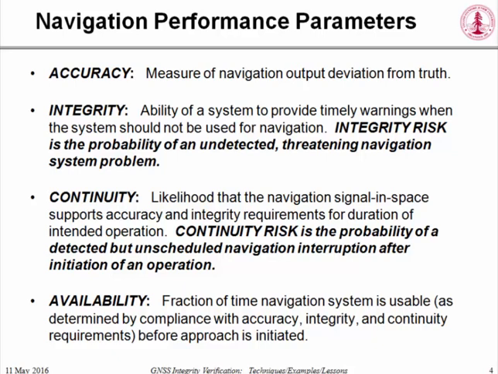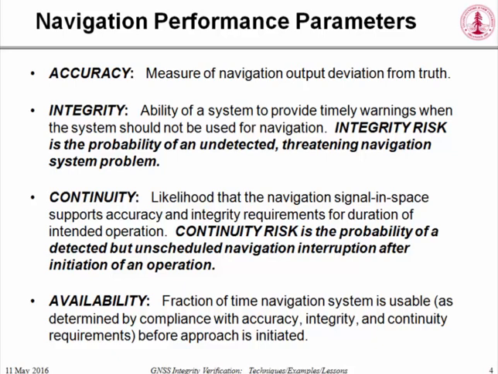First is accuracy, and that's a standard definition. We simply measure the output of the navigation sensor from truth, if we can measure truth. And we typically represent that by 1 sigma or 95% error. So that, as long as we have a reasonable truth measurement, we can relatively easily measure.